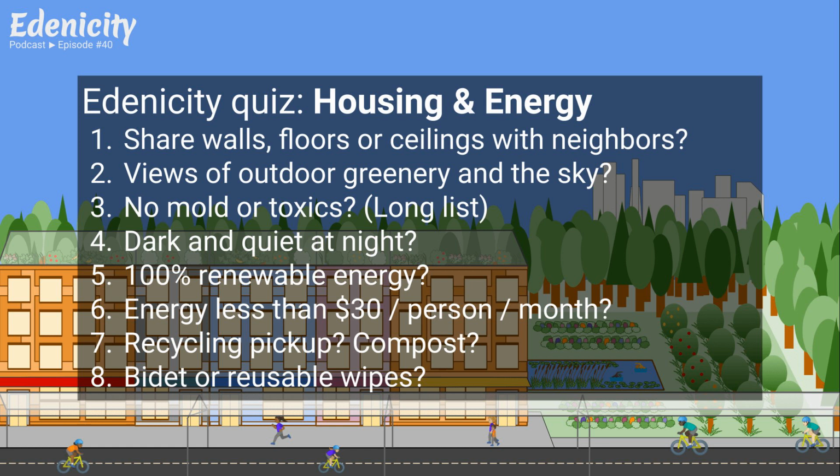Question 5. Do you use 100% renewable energy? 6. Is your total energy bill, including heat, less than $30 per person per month? 7. Do you have curbside recycling pickup? Bonus question. Do you compost your food waste? 8. Does your toilet have a bidet or reusable wipes?